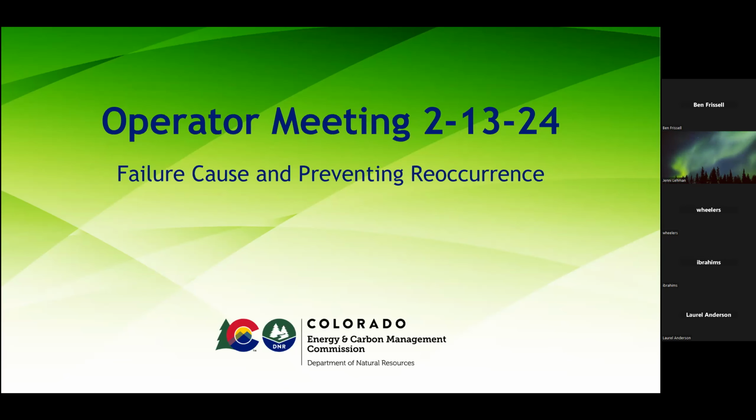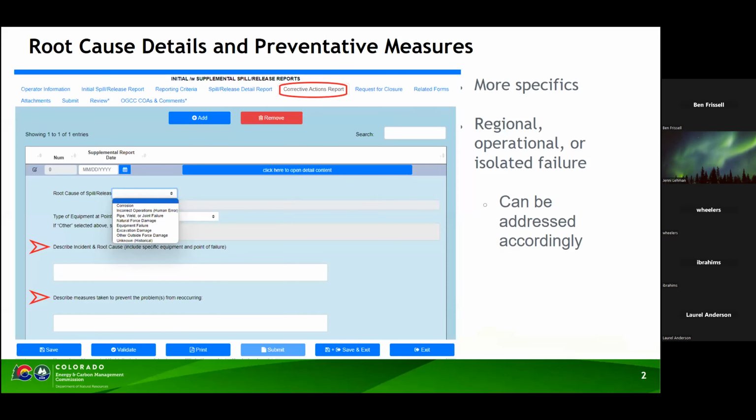On the Form 19 itself, it's under the corrective actions report. We do have established failure modes that can be attributed to the spills. So we have that drop down. But the big thing I'm going to talk about here is just those two descriptive fields. So the root cause analysis field, and then on the back end, the preventative measures descriptive field.